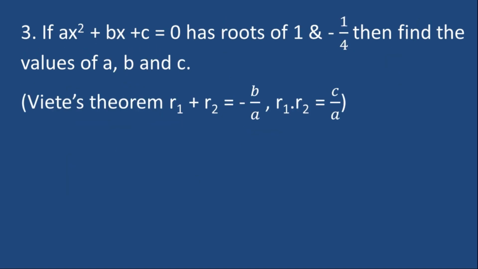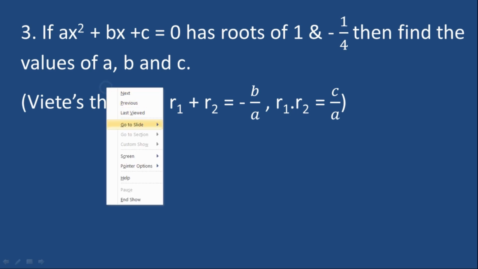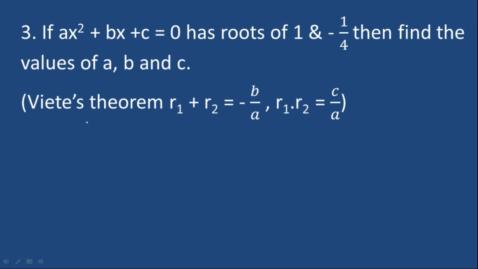Okay, there is a third example that is related to quadratic equations again. If ax squared plus bx plus c is equal to 0 has roots of 1 and negative 1 over 4, then find the values of a, b, and c from this quadratic equation. Let's call the roots root 1 and root 2.